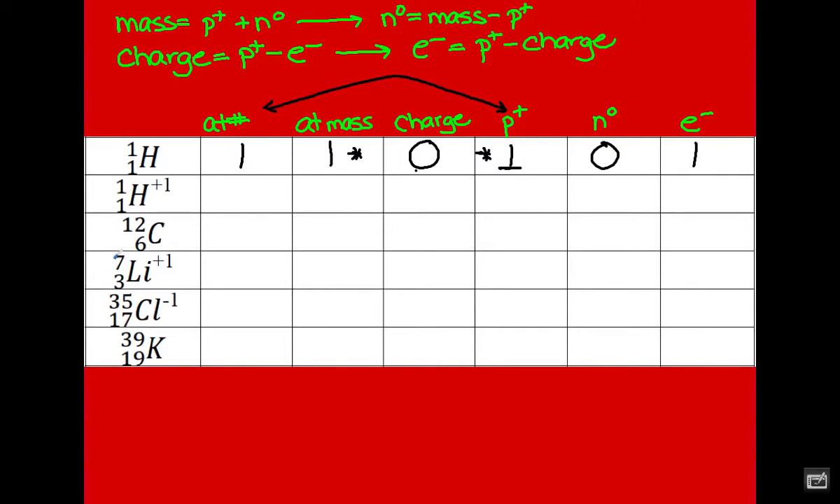Now let's do the second one. Atomic number is 1, my mass is 1, and this time my charge is a plus 1. The number of protons again is going to be 1. 1 minus 1 gives me again neutrons of 0. Now looking at the charge, I now have a charge. So protons, which is 1, minus my charge, which is 1. 1 minus a positive 1 gives me a 0 here. All right, let me fill in the third line here and see how you do.